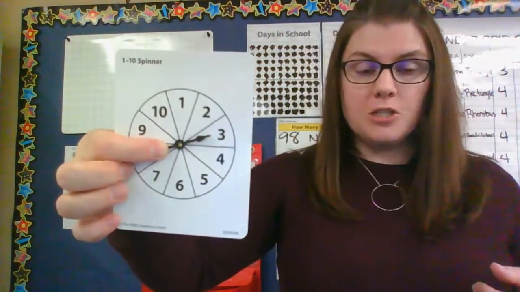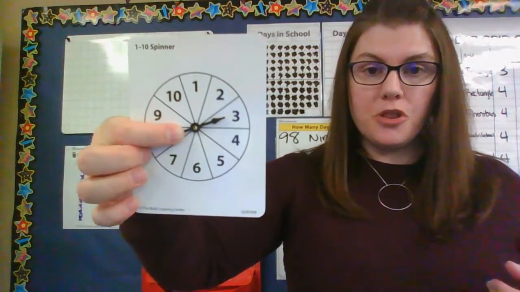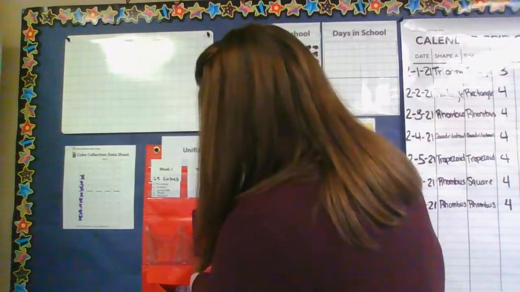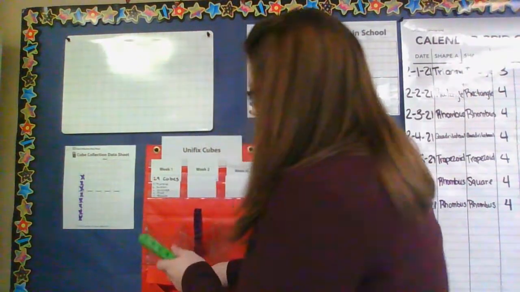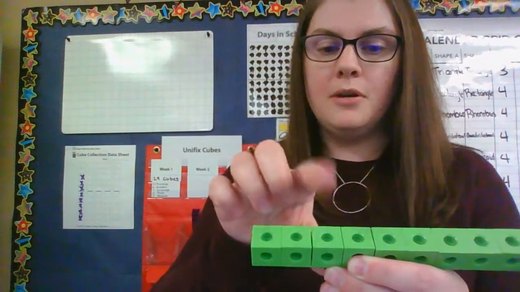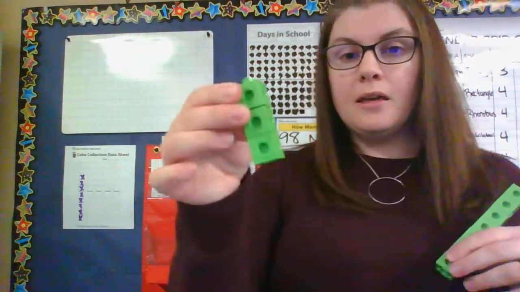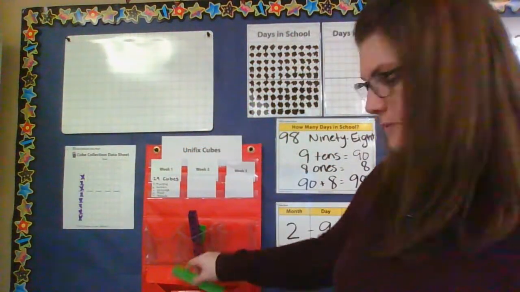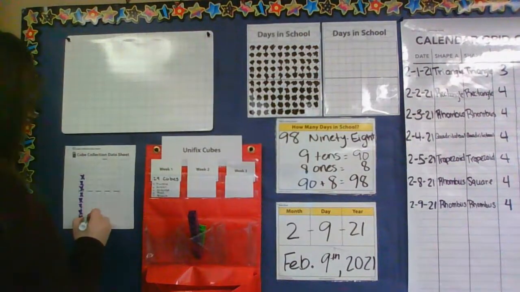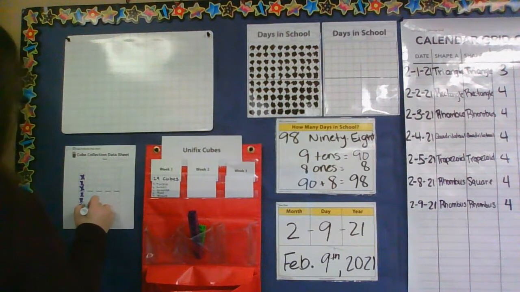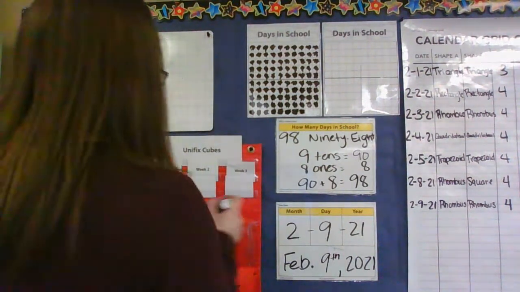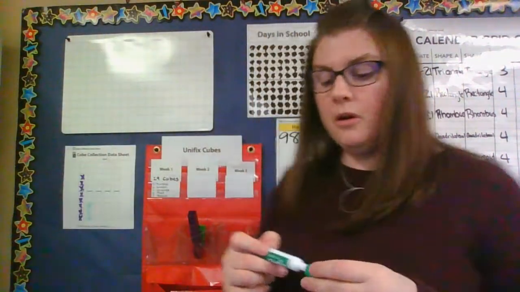All right, our spinner has us picking out 3 green blocks today. So let me get our green blocks out. They're buried, they're hiding, they don't want to be counted today. Count with me. 1, 2, 3. Here are our 3 green blocks. We're going to add those 3 to our collection sheet. Count with me. 1, 2, 3. Okay, so that's day number 2 of week 2 with our collection.